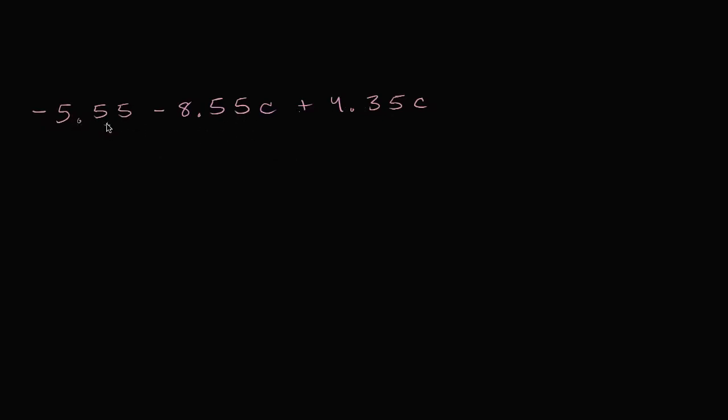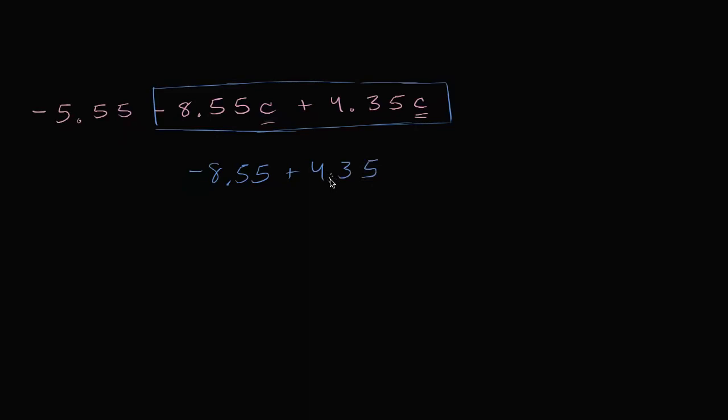We have negative 5.55 minus 8.55c plus 4.35c. So the first thing I want to do is, can I combine these c terms? And I definitely can. We can add negative 8.55c to 4.35c first, and that would be negative 8.55 plus 4.35, I'm just adding the coefficients, times c, and of course we still have that negative 5.55 out front, and I'll just put a plus there.